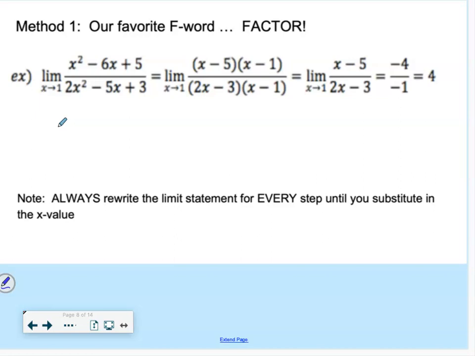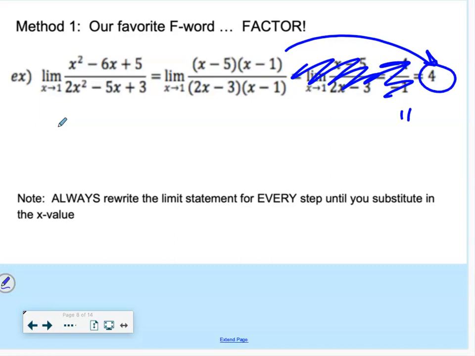The other thing I need to tell you is your algebra isn't graded. I'm going to look for setup. I might look to see that you factored, like look for your method. But if you are able to jump from here to here, that's totally fine, okay? I don't need to see algebraic steps at all. What I'm really looking for is setup, method, answer.